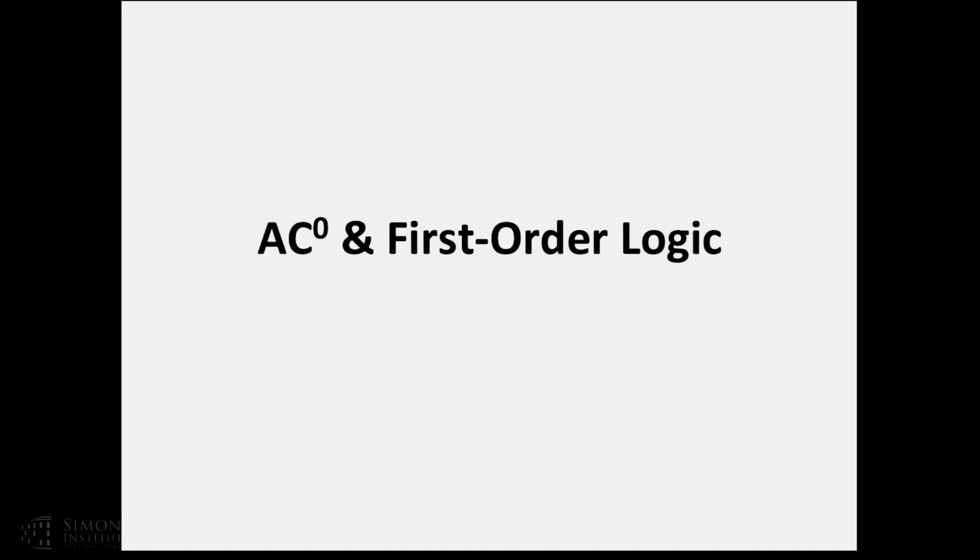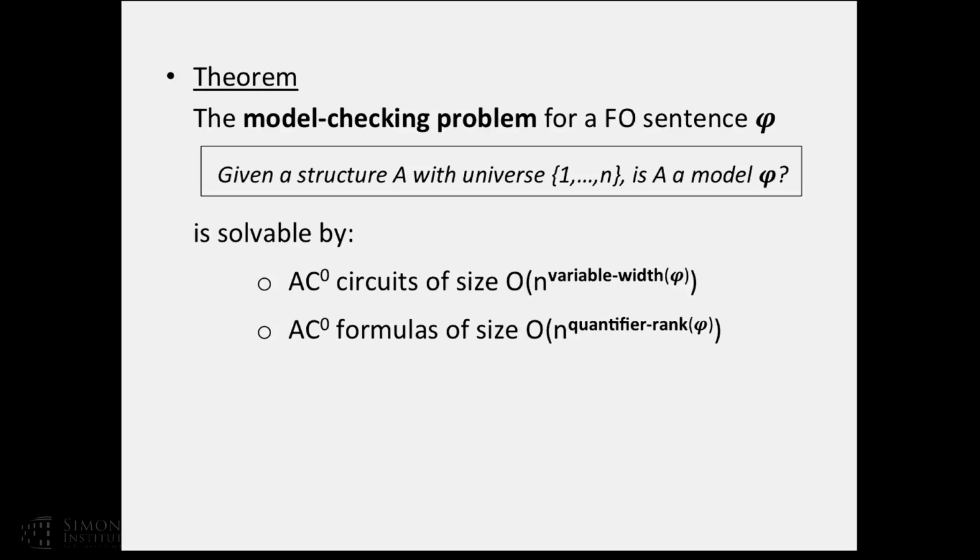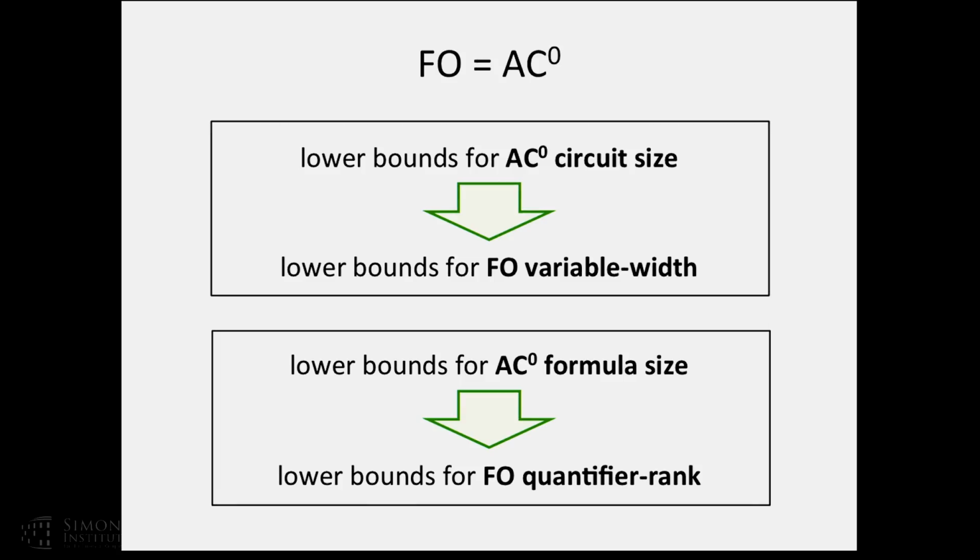Okay. So finally, to make the connection between AC0 and first order logic, this is a well-known fact. If you look at the model checking problem for first order logic, you're given a first order sentence phi, and given a structure of size n with universe 1 to n, is the structure a model of the sentence. You can solve this by AC0 circuits of size order n to the variable width of the formula. And you can solve it by AC0 formulas of size order n to the quantifier rank. And perhaps I should have mentioned earlier in the talk that quantifier rank is the maximum nesting depth of quantifiers in your formula.